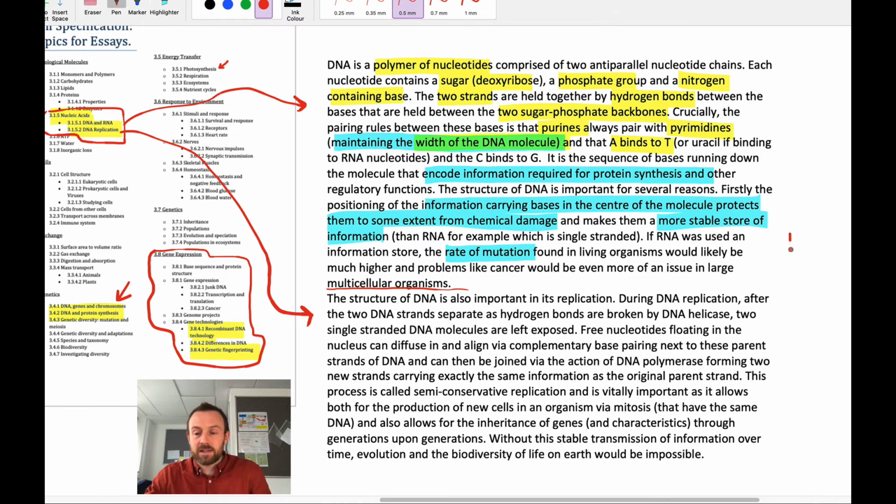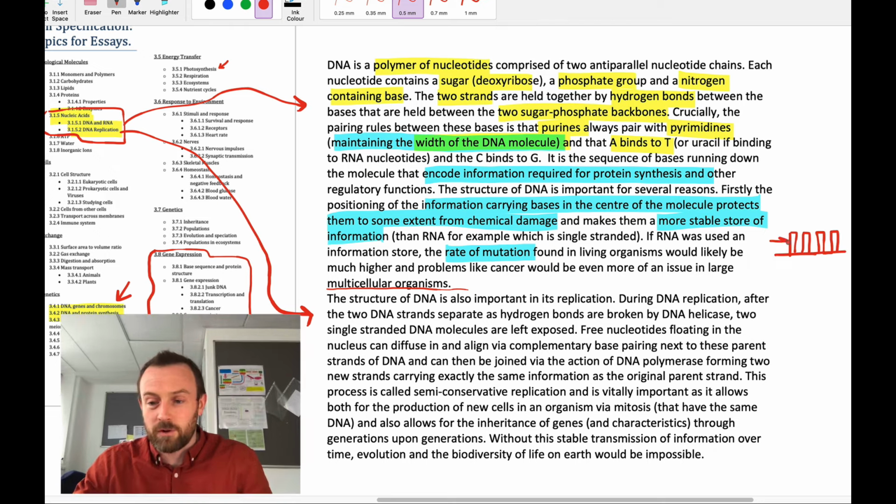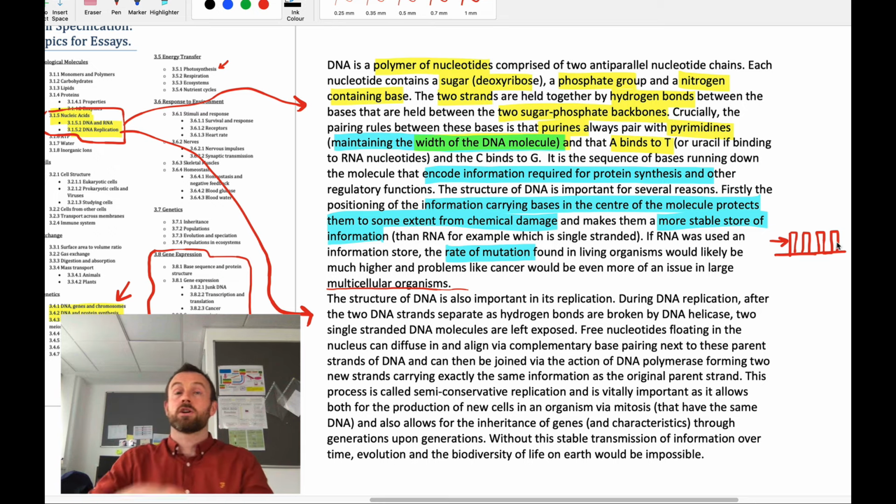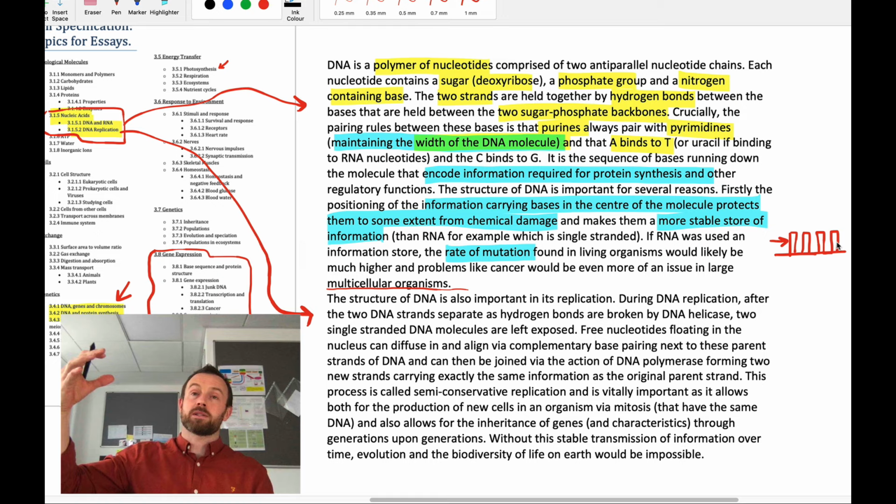So the way to really sell the importance is almost to imagine a sequence of dominoes standing. This is me trying to draw dominoes here. What happens if you knock the first domino? How does that then cause a cascading chain reaction? What would be the consequence? So what would be the consequence of that? And what would be the consequence of that?